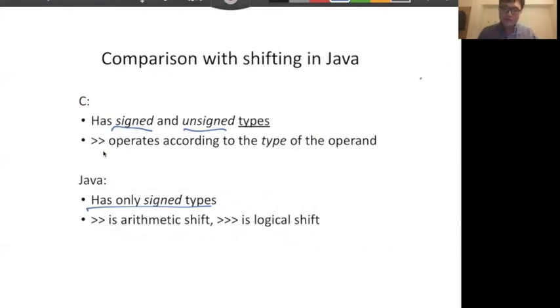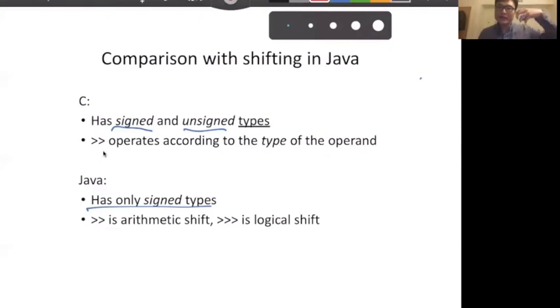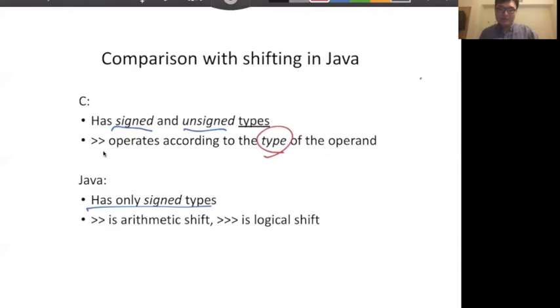For the shift operators, because there's signed and unsigned, you need to take care of how you fill in the most significant bit. So it will depend on the type. If it's unsigned, it will do a logical shift. If it's signed, it will do an arithmetic shift. So there's a different way to do this fill in. For Java, you don't need to worry because it's just signed, always signed.